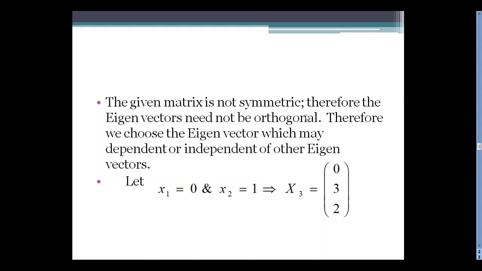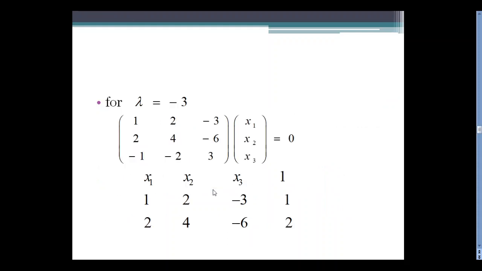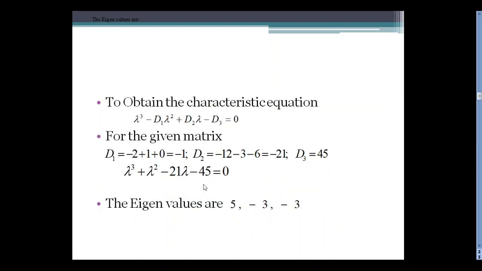The given matrix is not symmetric, therefore the eigenvectors need not be orthogonal. Therefore we choose eigenvectors which may be dependent or independent of the other eigenvectors. So let x1 equal to 0 and x2 equal to 0; then x3 will be 0, 3 and 2. When you observe the eigenvectors, one is for 5, where we got the eigenvector by solving two equations. The next is for minus 3, where you got three similar equations.